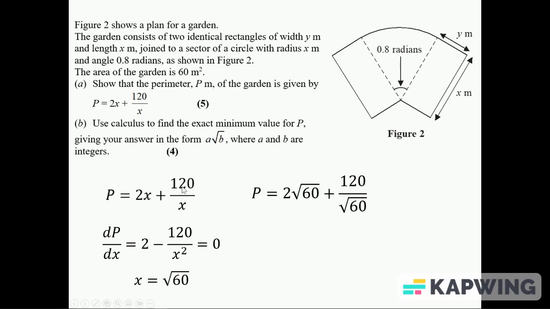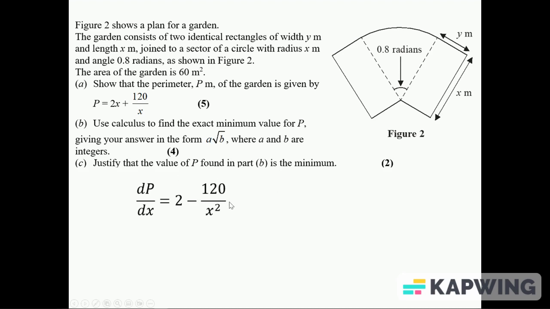So the p then is 2 lots of root 60 plus 120 over root 60. This is actually 2 root 60 as well if you put it in the calculator. So I've got 4 root 60. I could take a root 4 out as a factor, and it simplifies down to 8 root 15, but you can put that in the calculator to get it in that form.